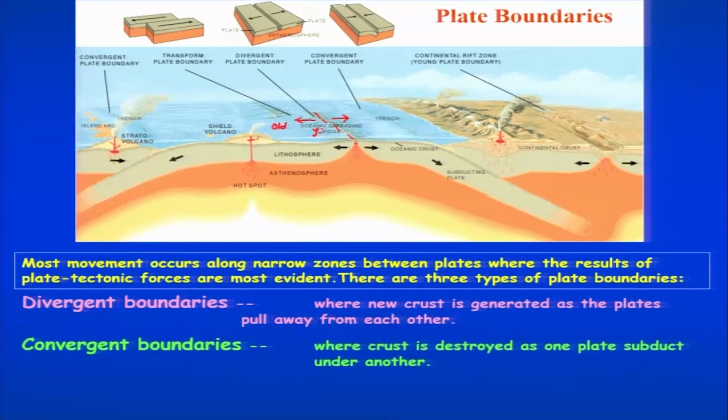Then we have another one, the convergent plate boundary, where crust is destroyed as one plate subducts under another one. These are the convergent plate boundaries where the oceanic plate is subducting below the continental plate, or you have an oceanic plate subducting below an oceanic plate. Now, the older oceanic plates will be relatively heavier than the younger ones, so the older will subduct below the younger oceanic plates.